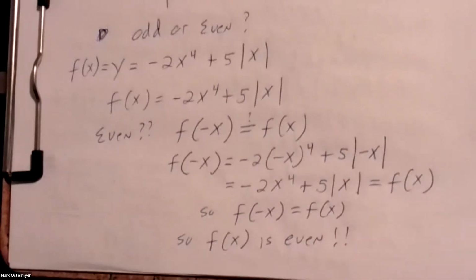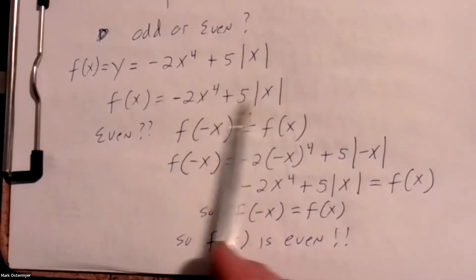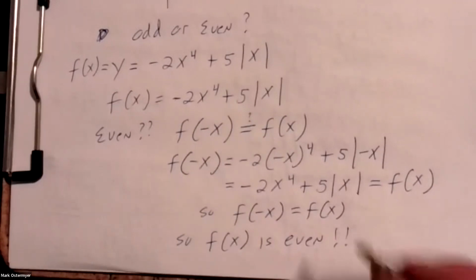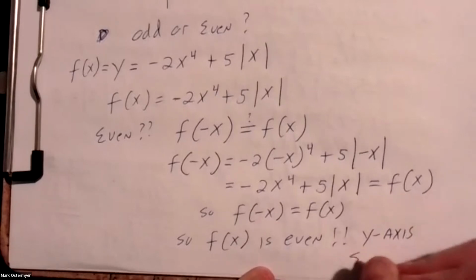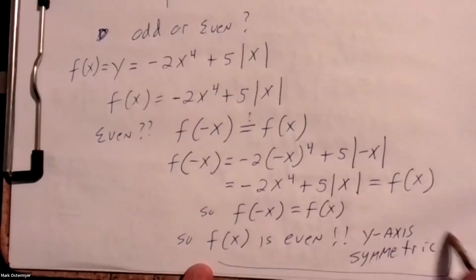It's an even function. And so therefore, if we were to look at the graph of this function, we would suspect that it's going to have to be what? Symmetric with respect to the y-axis. So this is y-axis symmetric.